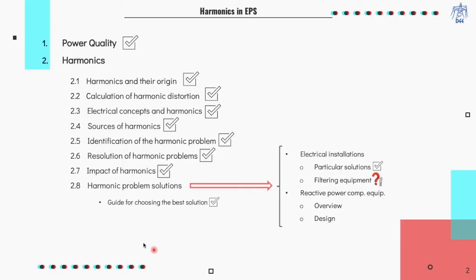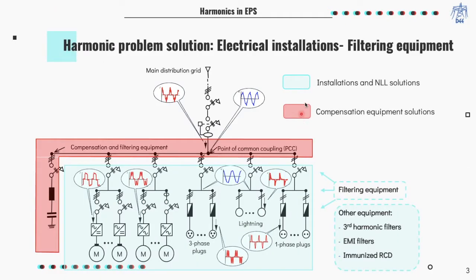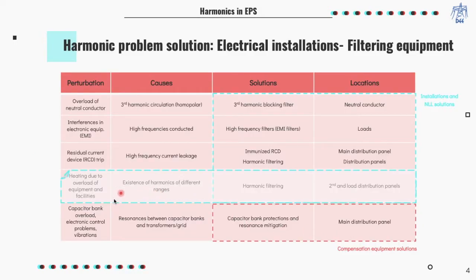In previous videos about harmonic problem solutions, I presented a guide for choosing the best solutions and introduced particular solutions in electrical installations. In the present video, I will explain filtering equipment. According to the 16th video, the harmonic problem solutions can be divided in those applied to installations and nonlinear loads, and those applied to compensation equipment. In the present video, I will explain some solutions related to installations and nonlinear loads. In particular, I will present the harmonic filtering solutions to reduce the harmonic currents injected by nonlinear loads.